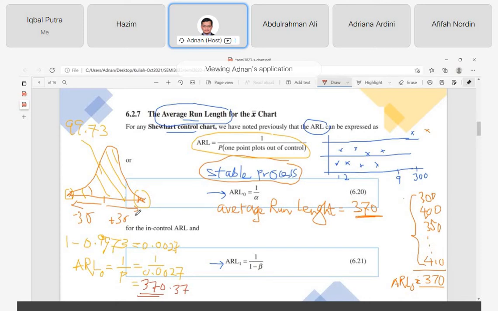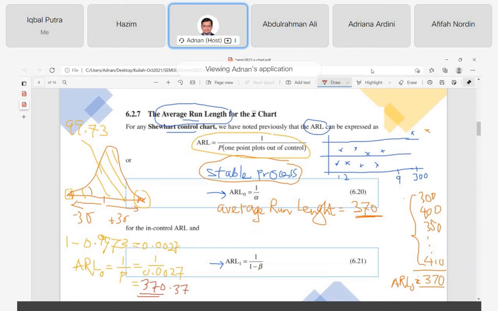Do you understand? The concept of performance measure for control chart based on ARL. Hello, can you respond in the chat box whether you understand or not?